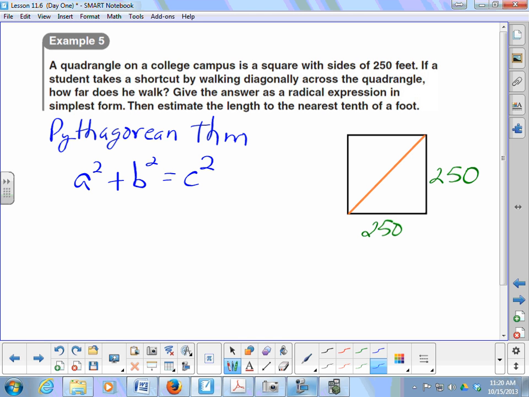What's the value of B? All right, so these are both 250, and I'm going to tell you a secret, okay? This is a very important secret. It's really not a secret. If you're finding the diagonal of a square, and actually you should know this if you had geometry, the diagonal of a square is S times the square root of 2. And S represents the side length.